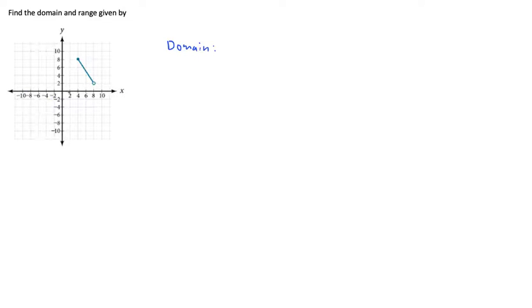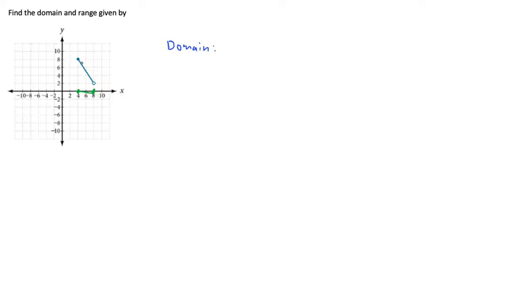Basically, best thing to do is just sweep your pencil, your finger, left to right. Where do we start? What is the smallest x value here? As you go left to right, the first x value we hit is here. And then we go up till this x value here. But remember, this is an open circle, this is a closed circle. So what does that mean?